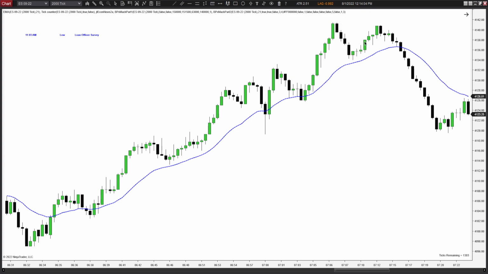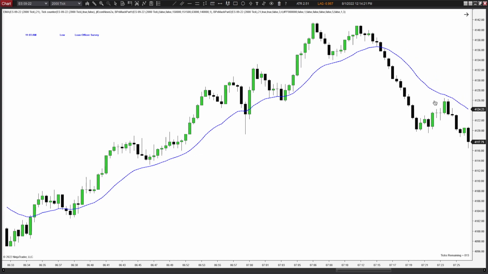First entry long, new high right here. First entry long, new high. First entry long, moving down, so far nothing's broken. Second entry long, third entry long, new high right here.